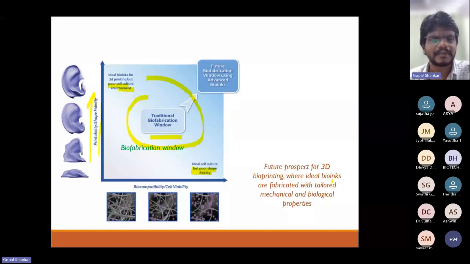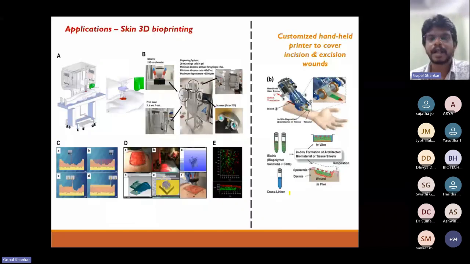So these are some of the recent examples of 3D bioprinting. And this is something called skin 3D bioprinting that is using a customized handheld printer to heal incision or excision wounds. Because you see here, this is a handheld printer, and if you have a wound here, you simply put the machine on this place, and the machine will have the ink, and you simply print it. So this is something called in situ printing of the biomaterials onto the defect. And this was evaluated in a pig model. You can see here.